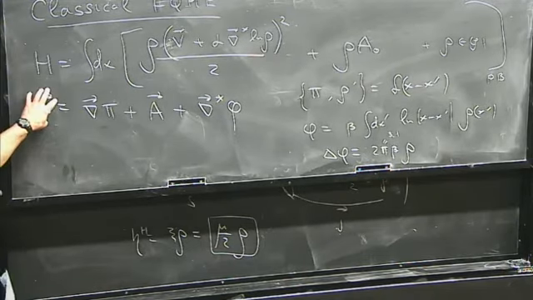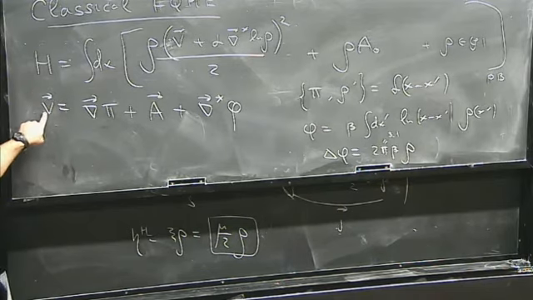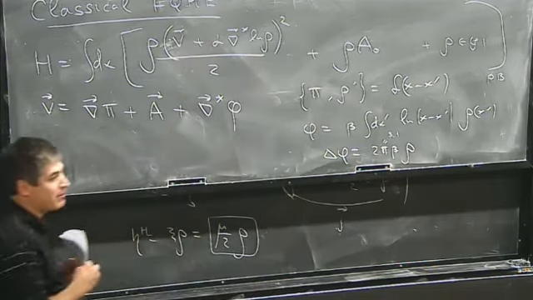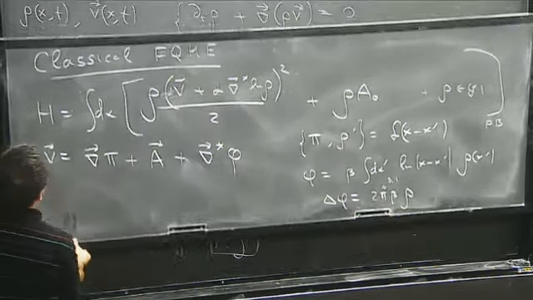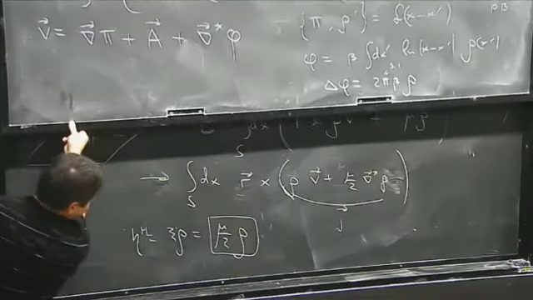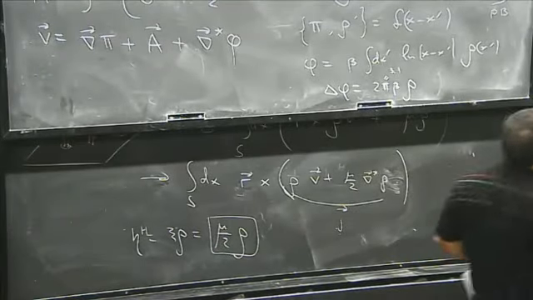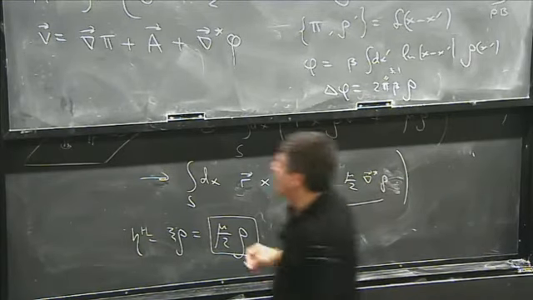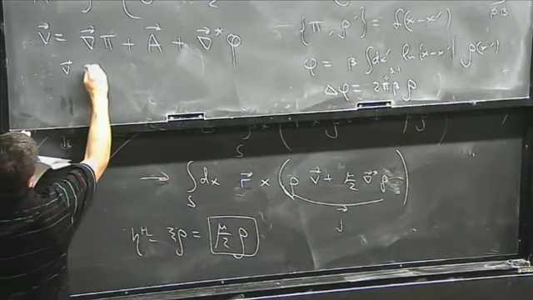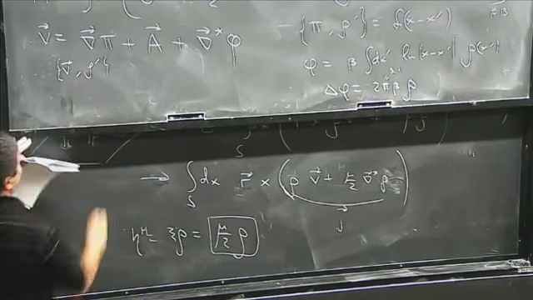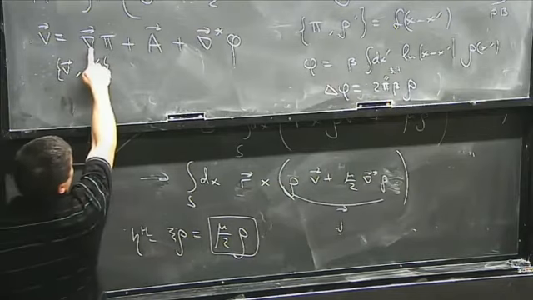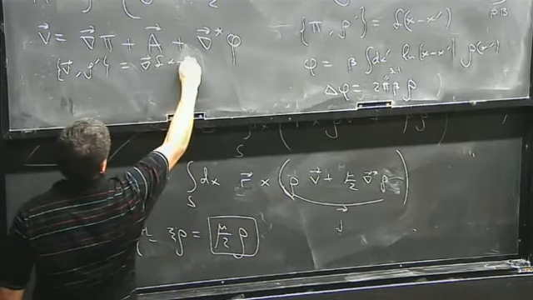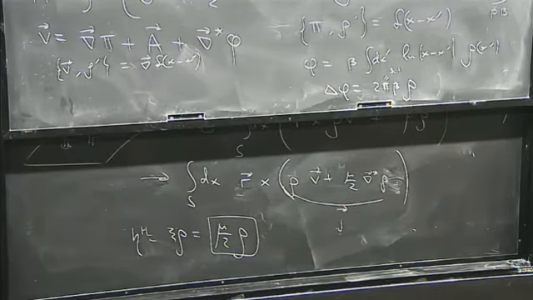Actually, if you take this as a definition of V and take the Poisson bracket of V with rho, then of course you obtain the previous. I'm pretty sure that I erased it. Let's see. Okay. So if you take the Poisson bracket of V with rho, then of course this is a gradient of a Poisson bracket of pi with rho, which is the gradient of delta function. And this is our old relation.